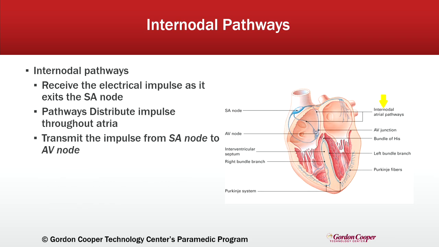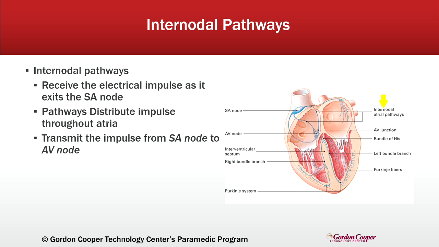Now that the SA node's fired and sent an impulse out, we need a way to get that signal across the atria and toward the ventricles. So this is where the internodal pathways come in. You'll see with the little yellow arrow. So these pathways, they act like a conductor that makes sure the electrical impulse is properly distributed through the atria. Essentially, they're like this electrical highway that carries the impulse from the SA node to the AV node, or the atrioventricular node.